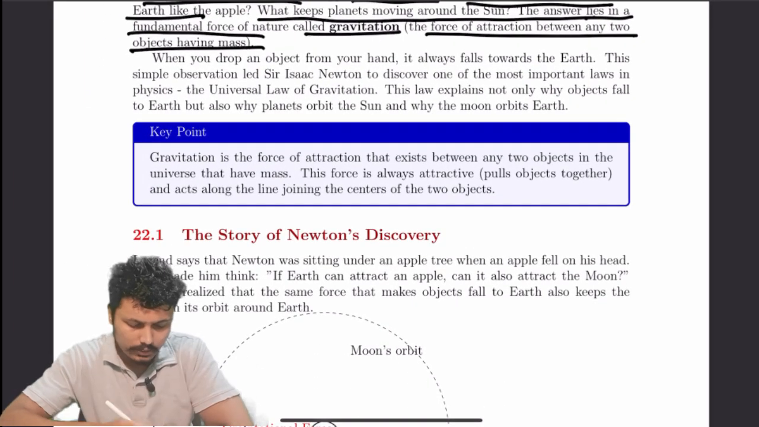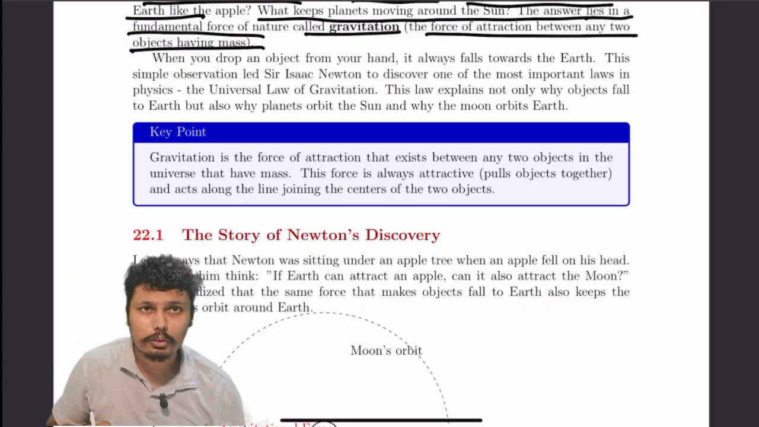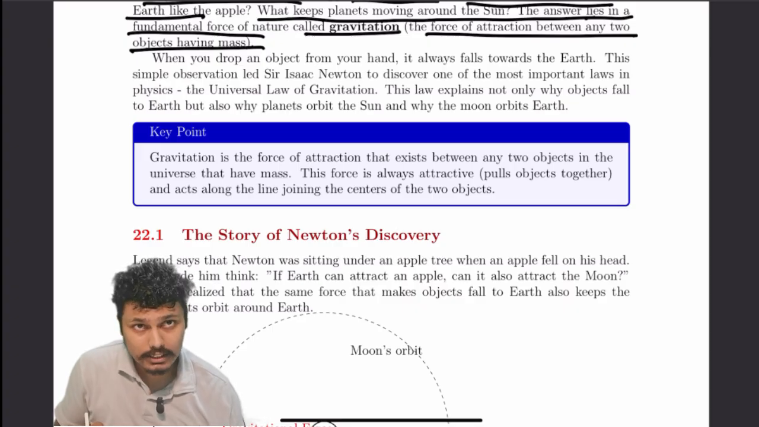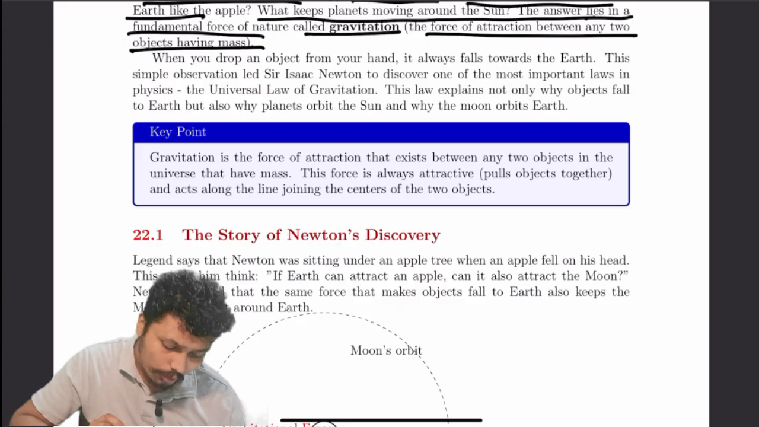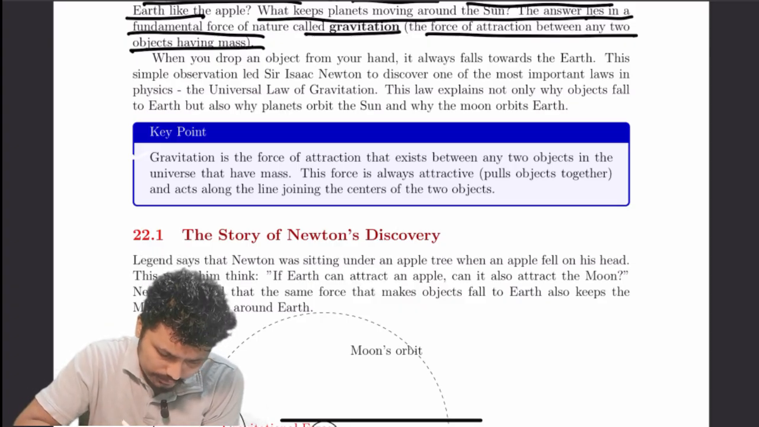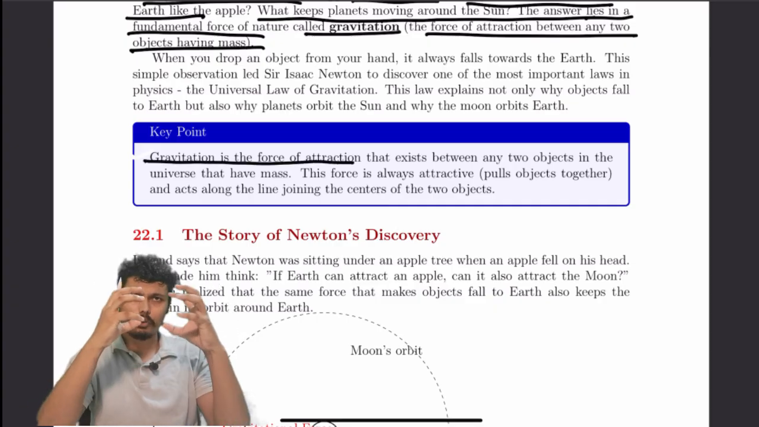An apple falling down to the earth is because of gravitational force. The moon moving around the earth is also because of gravitational force. The planets, Earth, Mars, Jupiter, Saturn, Mercury, Venus, all rotating around the sun, it is also because of gravitational force. So gravitation is a force of attraction.